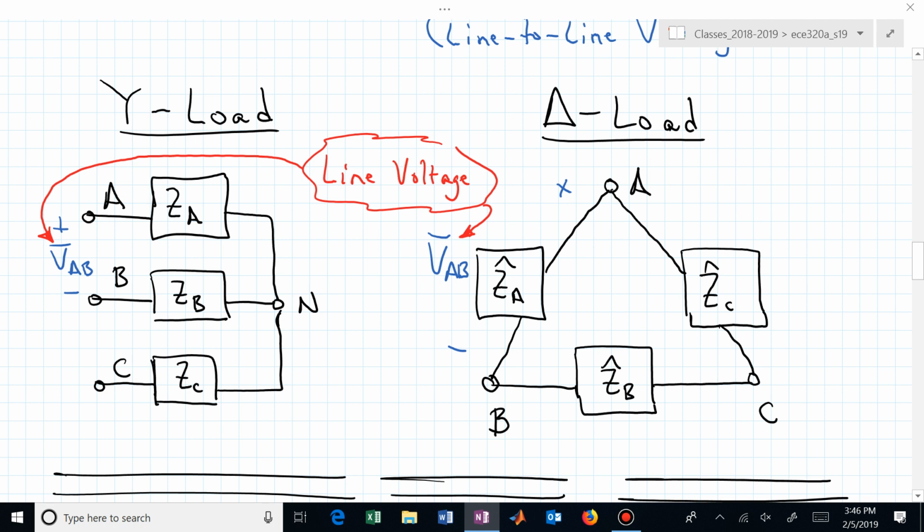I don't know how much more I can emphasize this, but VAB is just from terminal A to terminal B in both interconnected systems. So when I say the line voltage, I'm really meaning transmission line to transmission line. Whereas in the phase voltage, it depends on how you're interconnected. You're just looking at a particular phase's voltage.